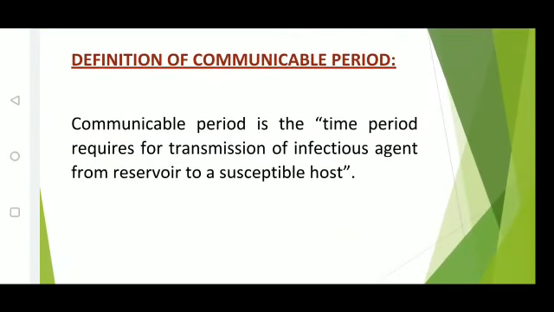The third definition is the communicable period. What does communicable period mean? It is the time period required for the transmission of infectious agents from the reservoir to the susceptible host. So the duration of time for transferring the infectious agents from one person to the next, or from a reservoir to the susceptible host, we call the communicable period.